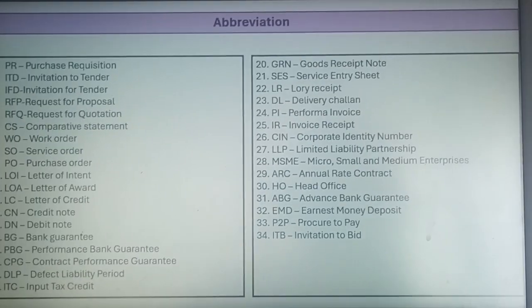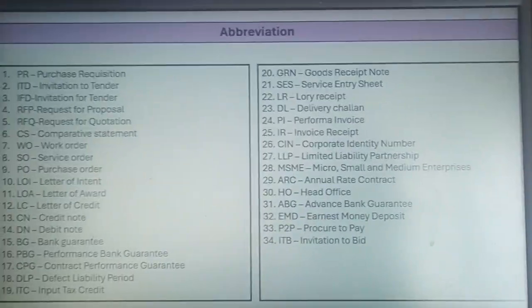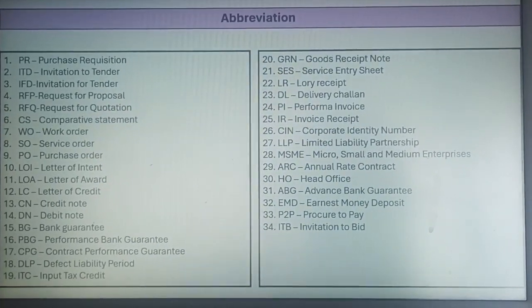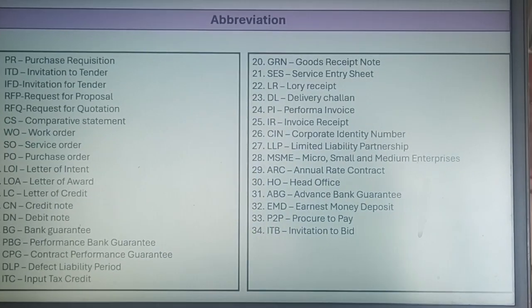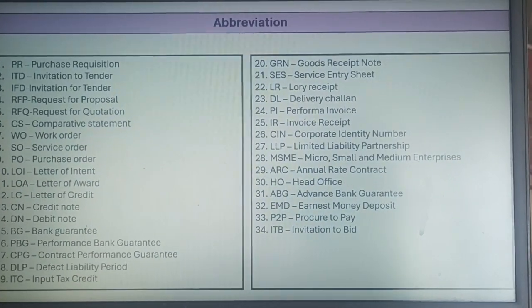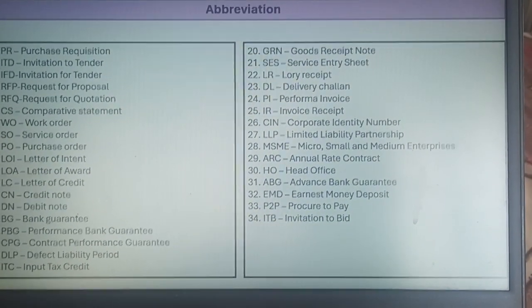ITB is also called invitation to bid. It is used when we send the tender to the contractor, and then the vendor provides their bid.